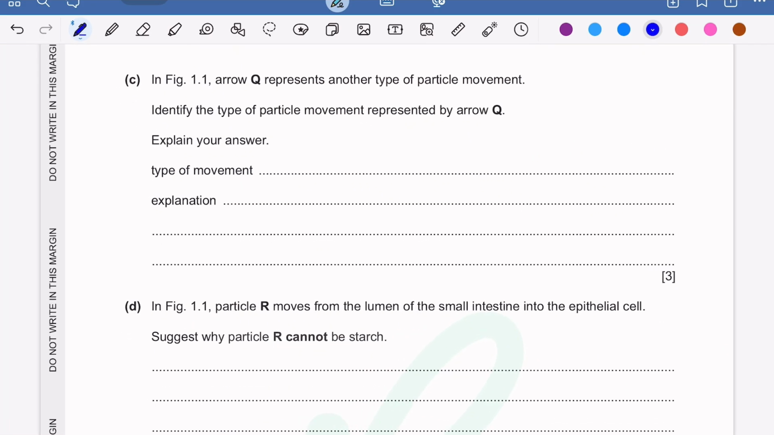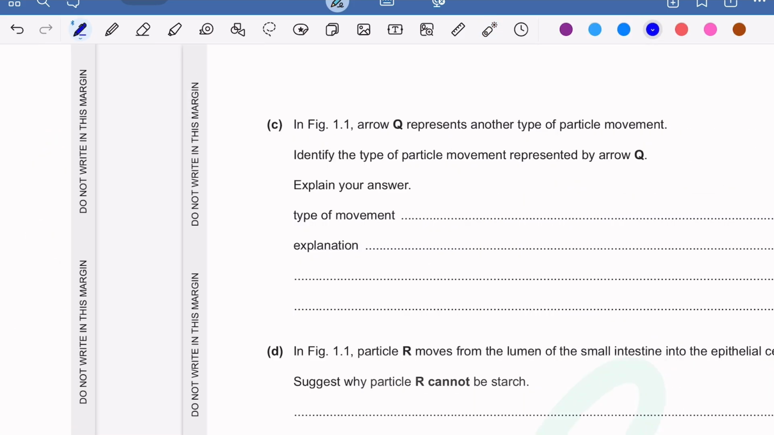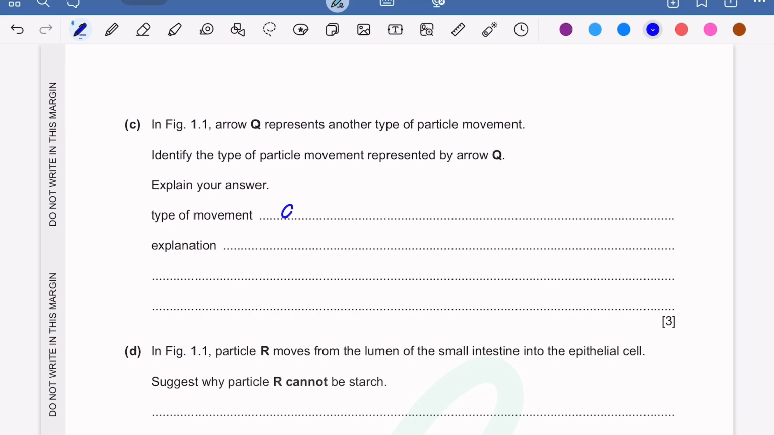Next question. In figure 1.1, arrow Q represents another type of particle movement. Identify the type of particle movement represented by arrow Q. Explain your answer. So we can see that Q are the particles moving from a low concentration to high concentration and using energy. So in this case we can say that the type of movement shown by Q is active transport.